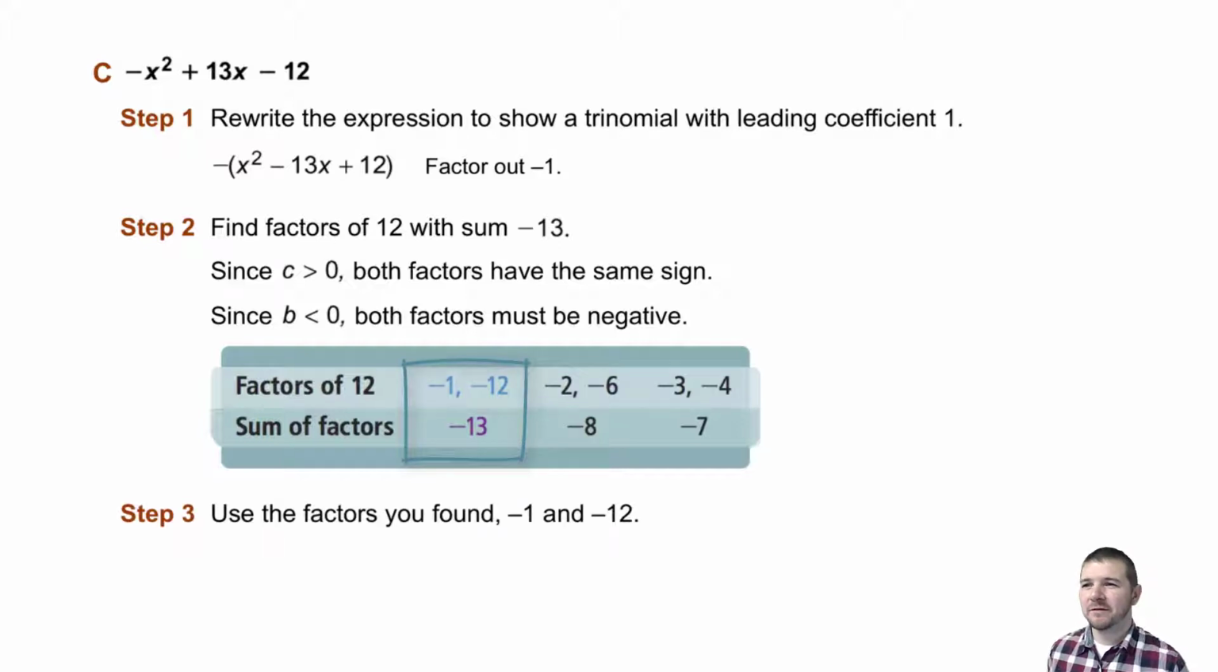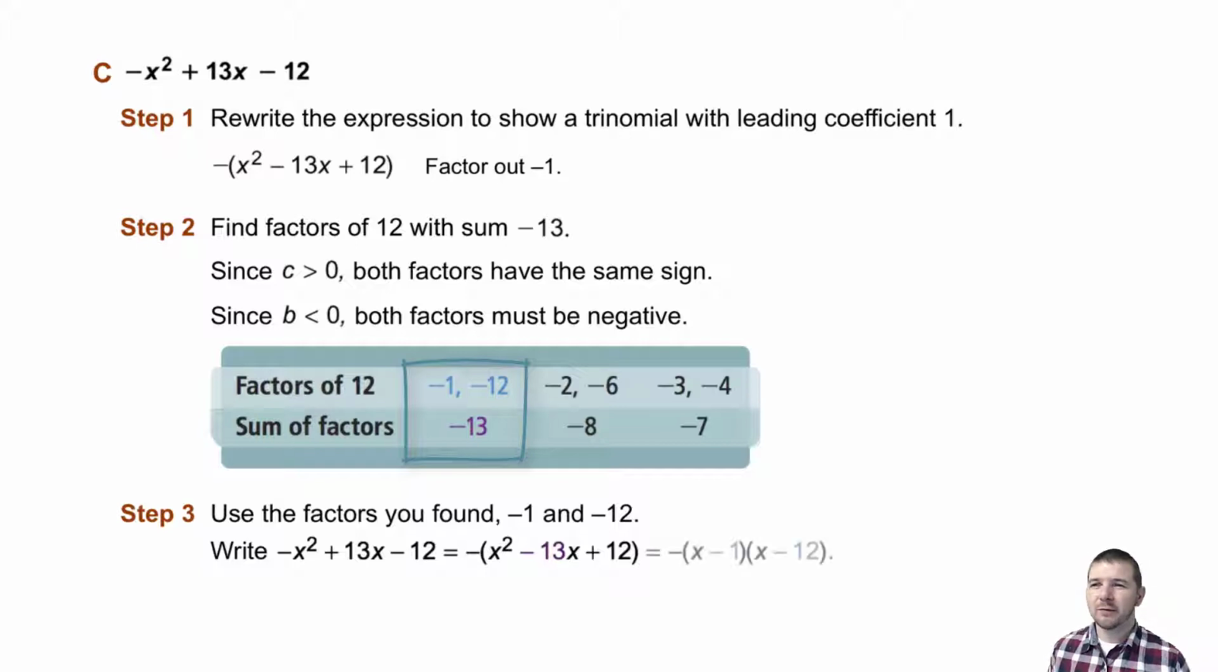So in step 3, we'll use the factors we found, negative 1 and negative 12, to write that the trinomial negative x squared plus 13x minus 12 equals the negative of the trinomial x squared minus 13x plus 12, which equals the negative, note the negative just hangs out there on the left, of the binomial x minus 1 times the binomial x minus 12.